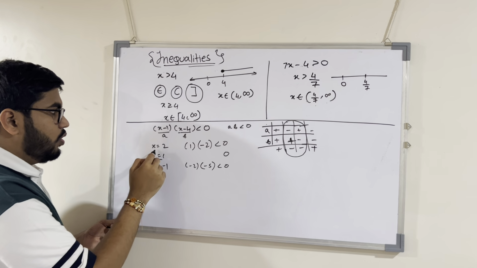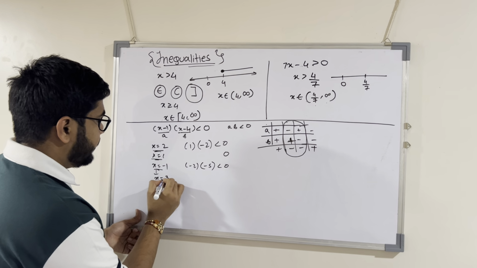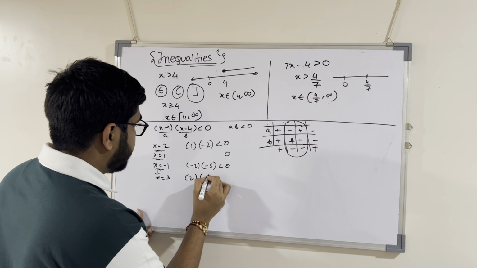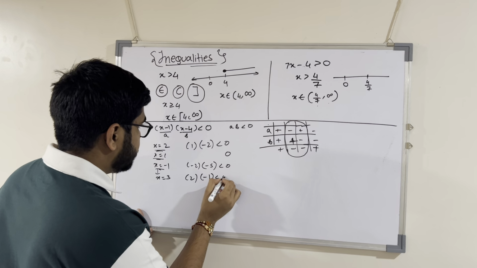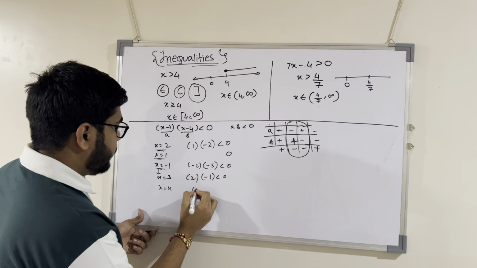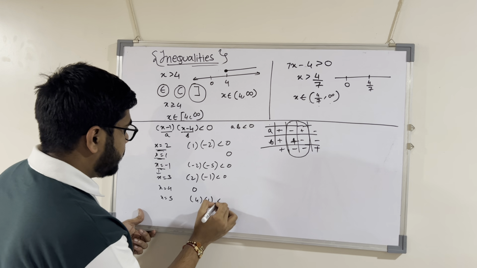1 is 0, above 1 is positive. Now I try again. X is equal to 3, what is happening? 2 minus 1 is less than 0. Yes, x is equal to 3. X is equal to 4, what is happening? This will be 0. X is equal to 5, what is happening? 4, 1, this is 0.